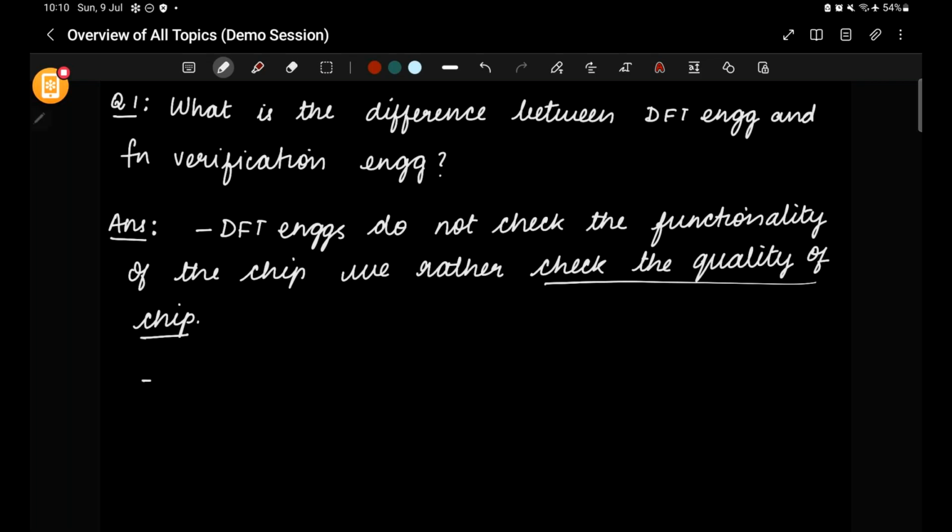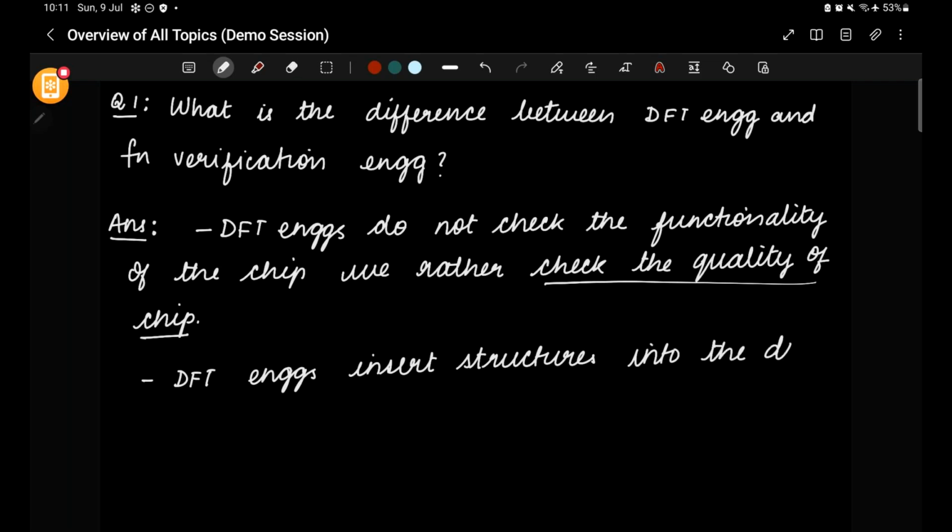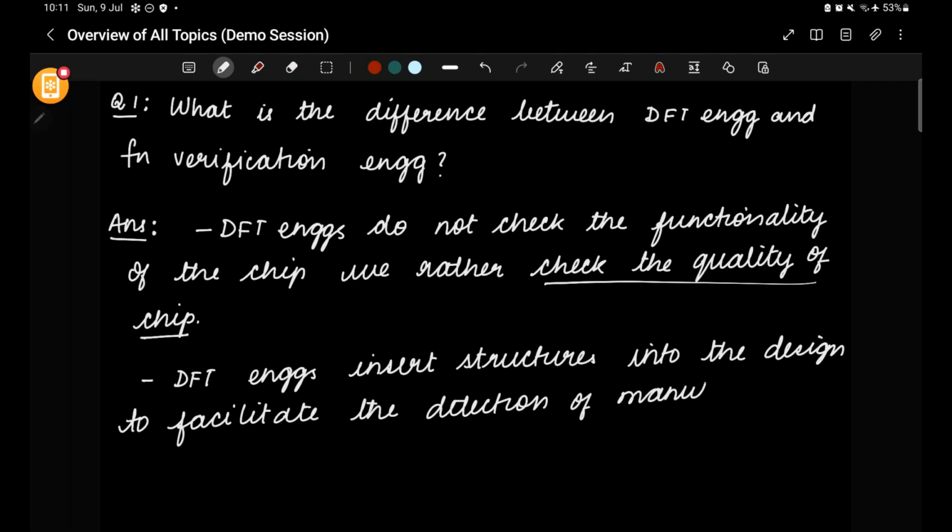So what DFT engineers do is insert structures into the design to facilitate the detection of manufacturing defects in the chip.